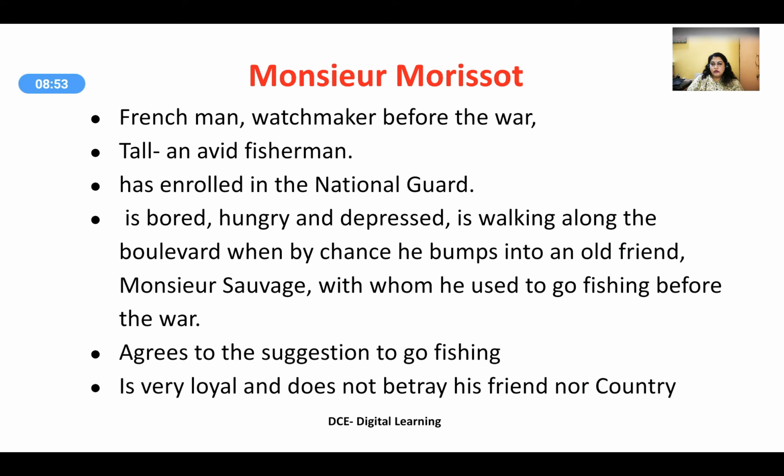He is quite tall, and also an avid fisherman. He is also enrolled in the National Guard. He was bored, hungry and depressed when he was walking along the boulevard, when by chance he bumps into an old friend, Monsieur Sauvage, with whom he used to go fishing before the war. He is the one who agrees to Sauvage's suggestion to go fishing. So Monsieur Morisot is also as reckless as Monsieur Sauvage. But overall Monsieur Morisot is very loyal and he does not betray his friend nor country.